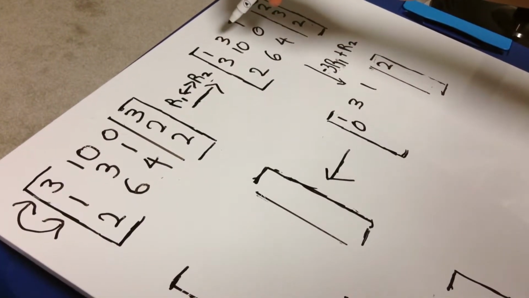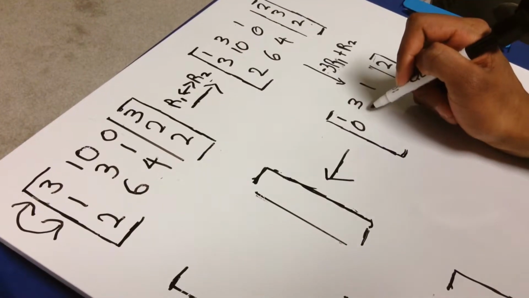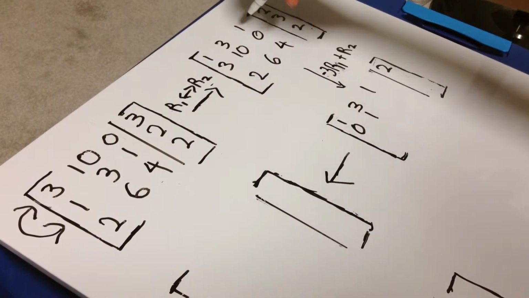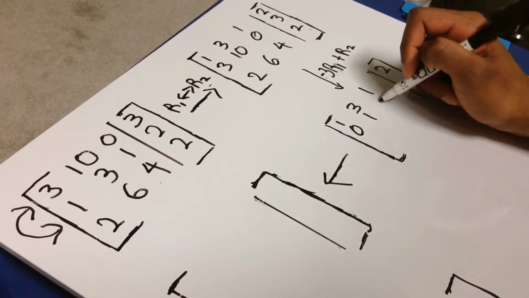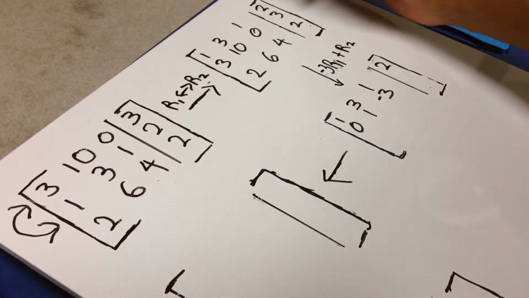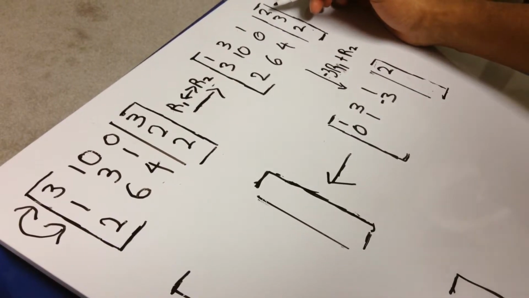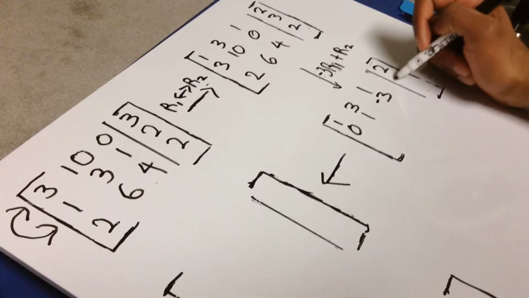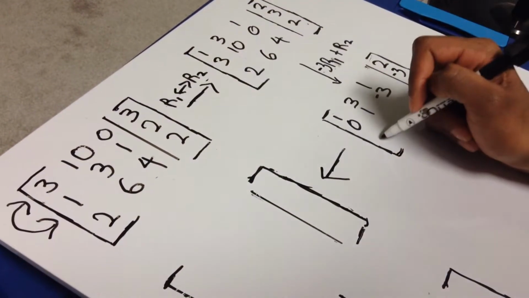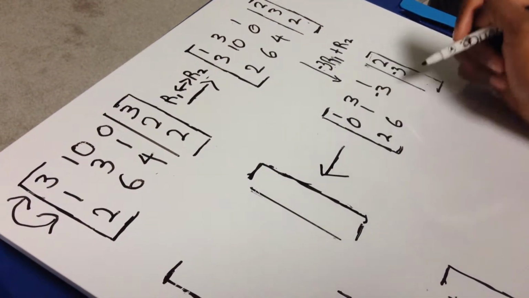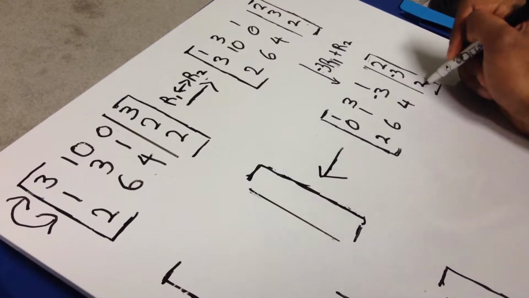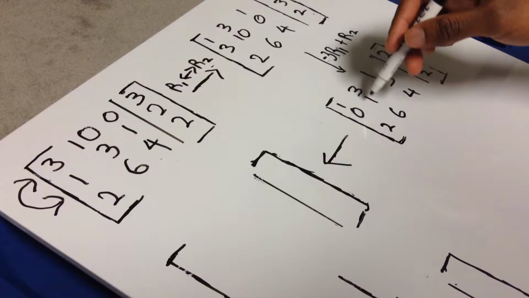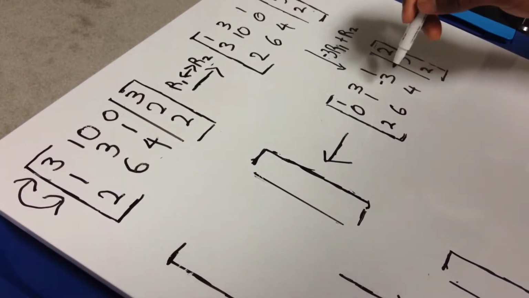-3 multiplied by 3 is -9, added to 10 is 1. -3 multiplied by 1 added to 0 is -3. -3 times 2 is -6, added to 3 is -3. This row remains the same. Alright, so now we see we've got a 0 here and a 1 here, fortunately.